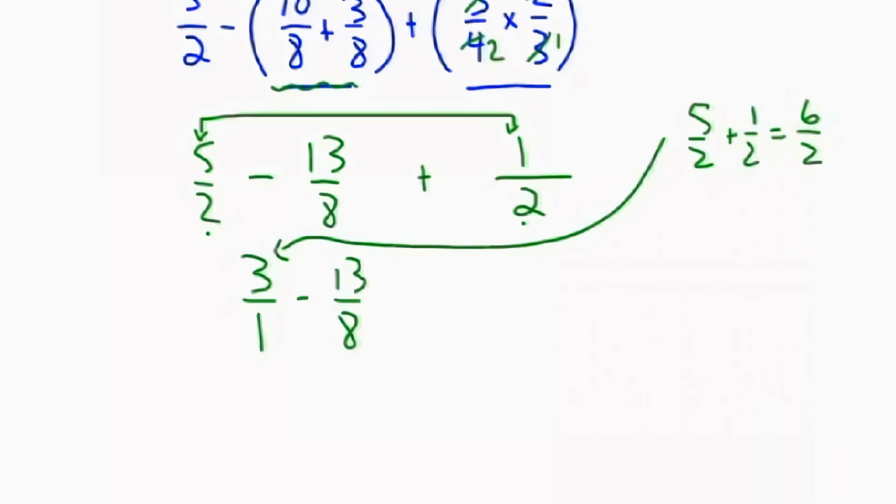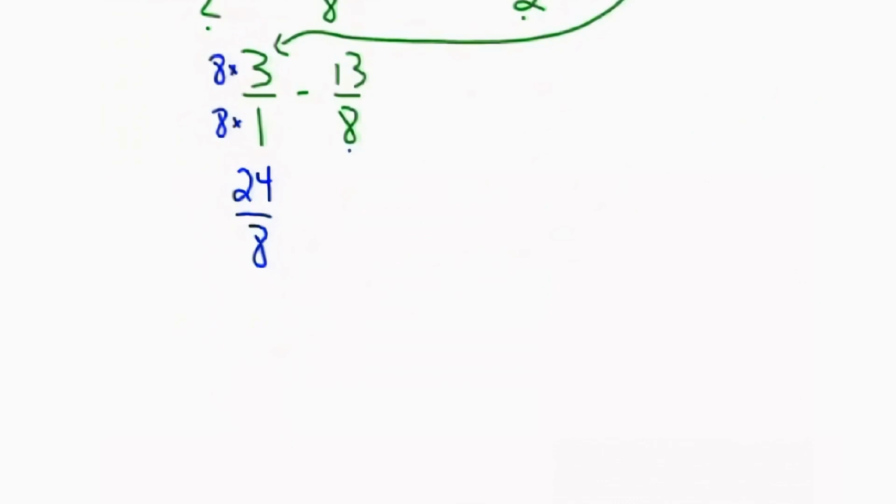And now I need to get a common denominator, and I know my common denominator is going to be 8, so I have to multiply 8 by 1 to get 8 in that denominator, and so I need to multiply the numerator by the same number, and 8 times 3 is 24/8 minus 13/8. And 24/8 minus 13/8 is going to give me 11/8.